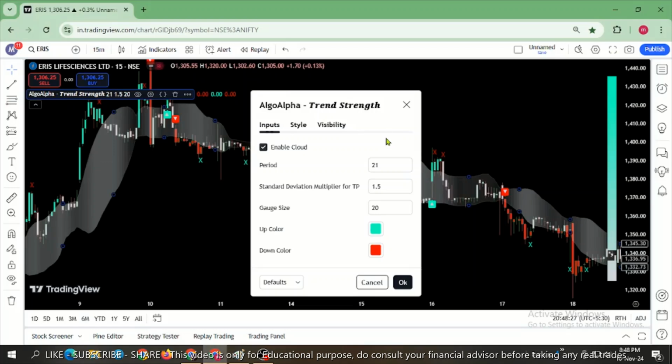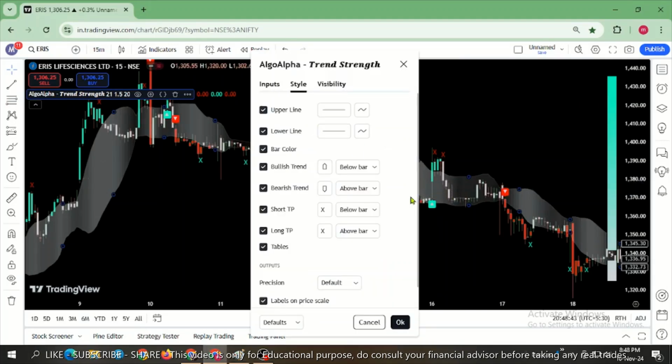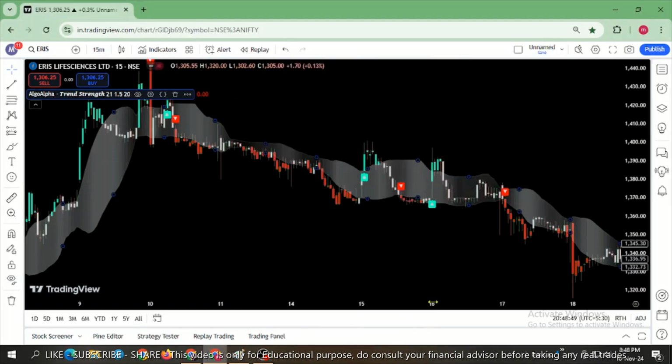Now, if you want, you can fine tune this to even greater levels, observing so much and doing back testing for 2 years. You can't do forward testing, but you can do forward testing for at least 2 weeks. What is forward testing? Doing a paper trade, right? And then go to the style section, and in the style section, take out these three check marks. That's it. You are ready with the indicator.